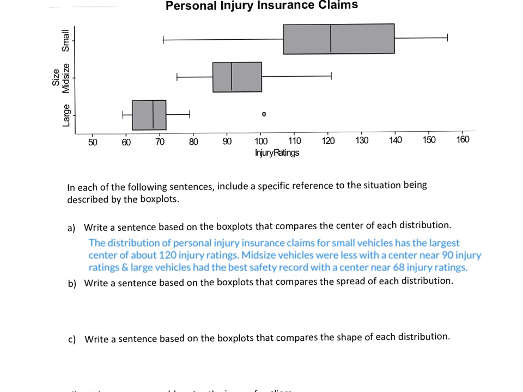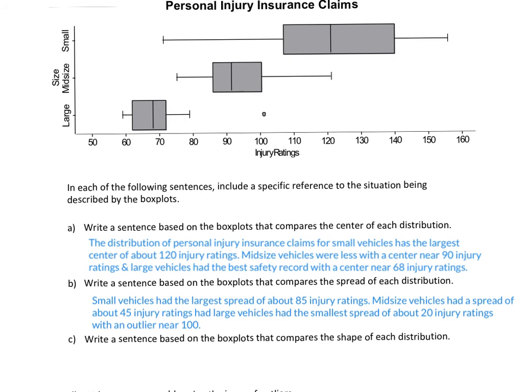So we need to also do that now for the spread. Take a second and try it. So something along the lines that small vehicles had the largest spread of about 85 injury ratings, mid-sized vehicles had a spread of about 45 injury ratings, with large vehicles had the smallest spread of about 20 injury ratings with an outlier near 100. Again, we have our comparative language. We have each of the approximate spreads.